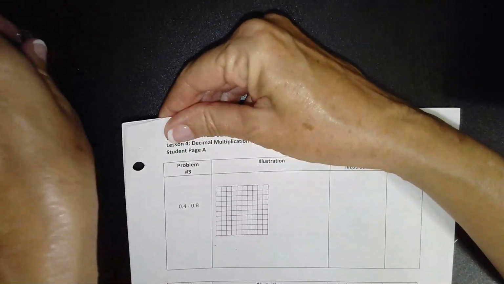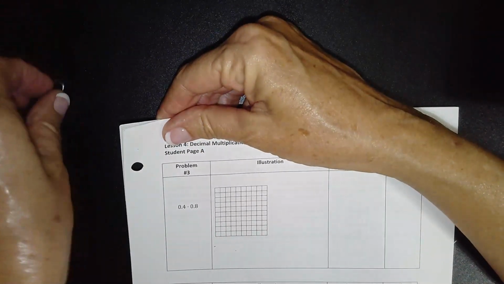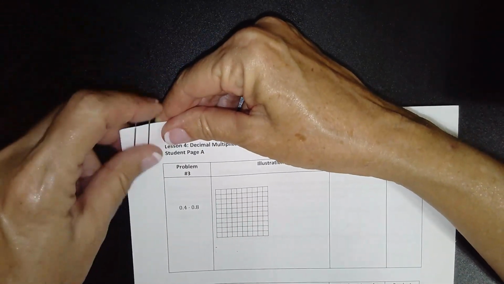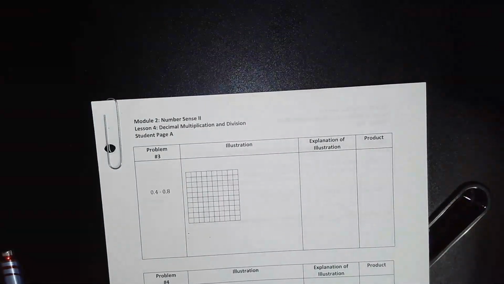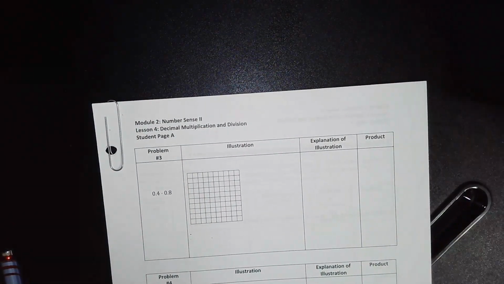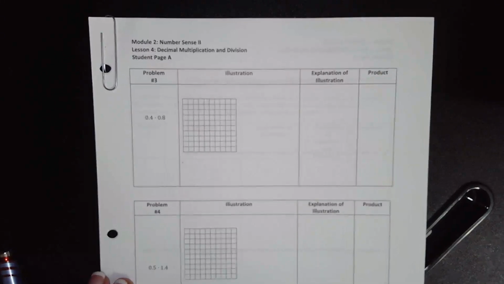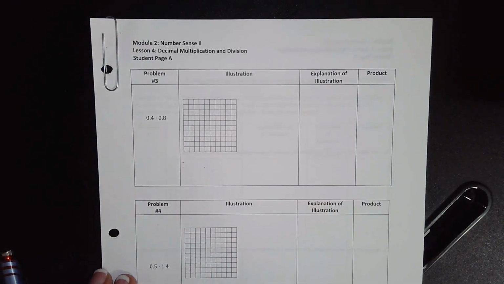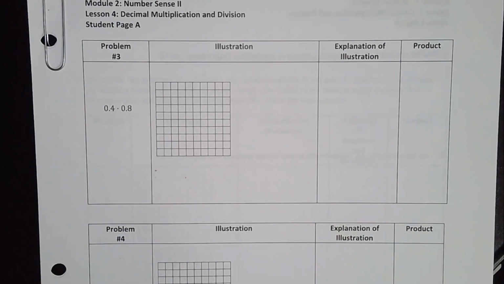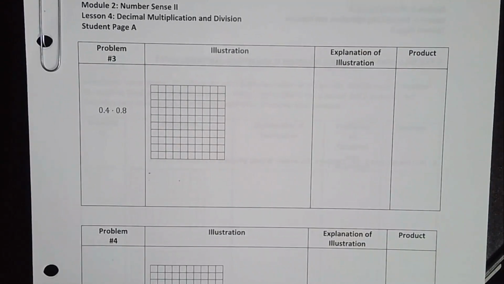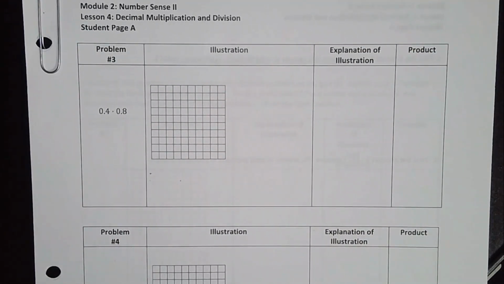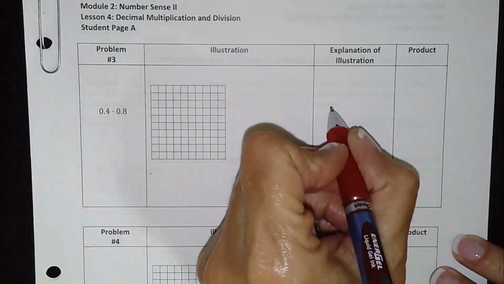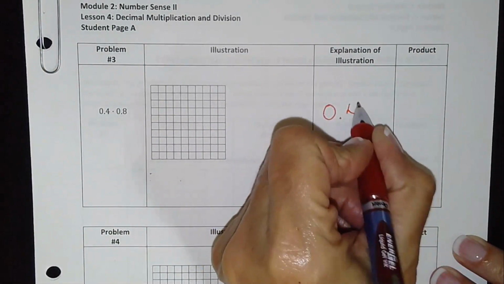Okay, we have a couple more here. So let's do one more together and then I'll let you guys try one. So I'm going to make these a little bit bigger now that we aren't using up a whole page so we can read this. Okay, so 0.4 times 0.8. They're both the same size, so it doesn't matter which one's on top.